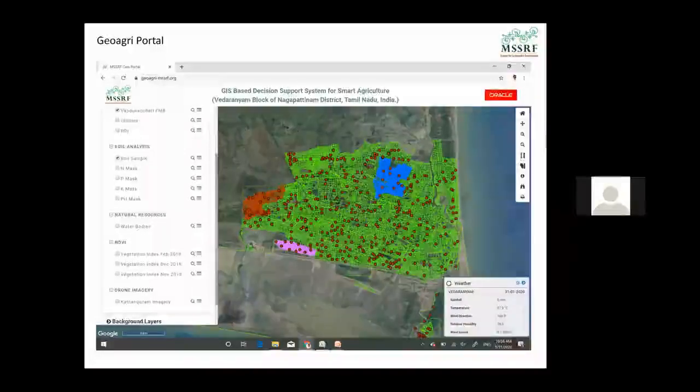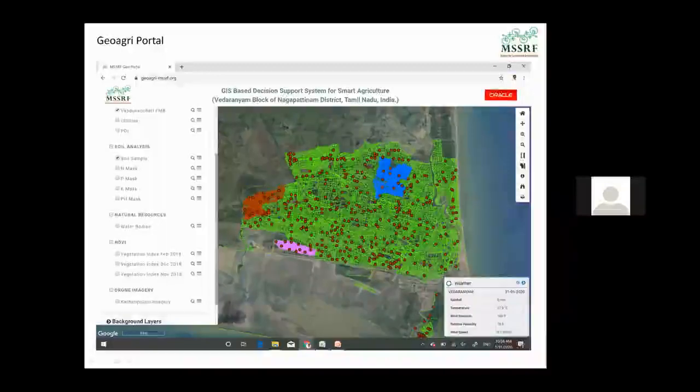In the next step, we did FMB level mapping, because the cadastral does not have land ownership information. So we went to FMB level. For these three project villages, FMB level mapping has been done. All the farmers' information has been completely digitized and tagged with the field measurement book, FMB. And whatever dots you see are the soil monitoring.